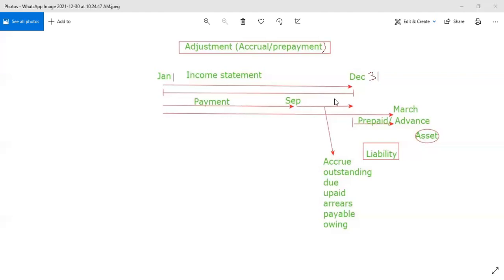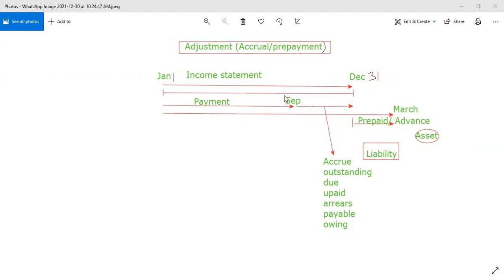But actually what happens is, sometimes we pay less than this amount. In this case, we have paid from January to September. And sometimes, instead of paying up to December, we pay beyond the December period. So we need to adjust it. How do we adjust it? If we have paid from January to September, then whatever expenses remain, we have to pay, and we have to write it into liability and mention how much we have paid.